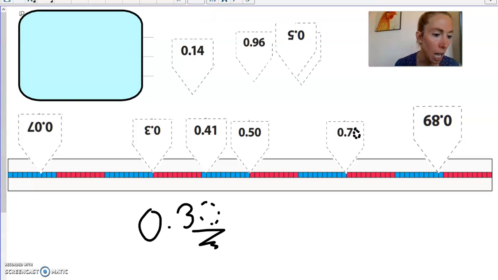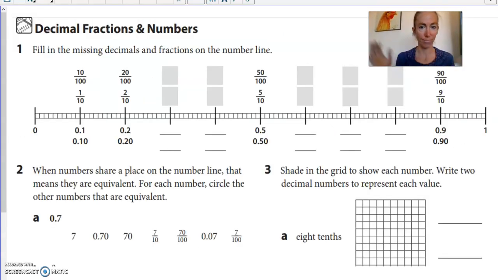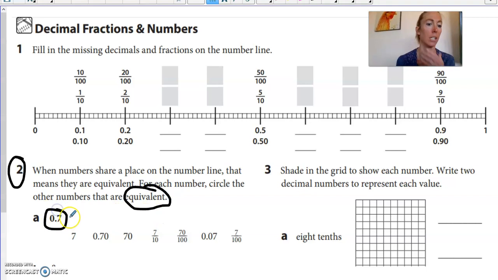Okay? All right. I have more practice, but you know what? We just got a lot of practice in. So let's just try one more thing. Let's look at number 2 right here. For each number, circle the other numbers that are equal, equivalent. To what? To this right here. Okay, so what is that?